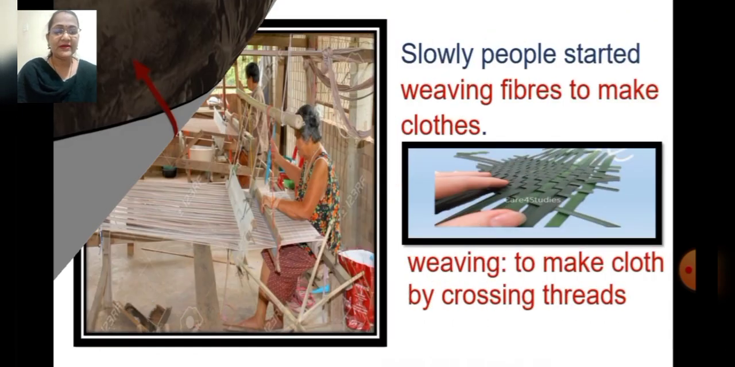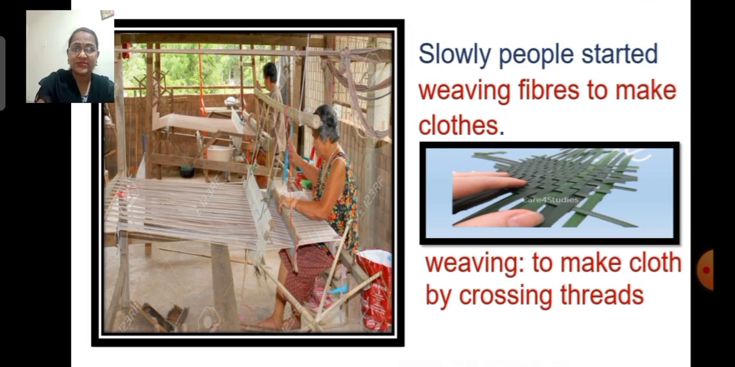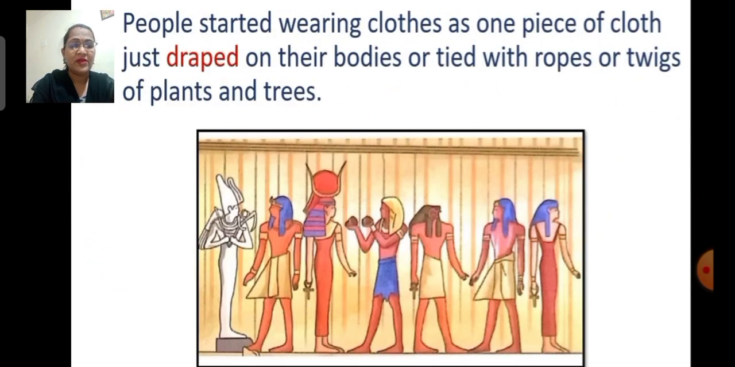As centuries passed by, people started weaving fibers to make clothes. What is weaving, students? The process of making clothes by crossing threads. So, weaving is one of the important turning points in the history of clothing materials. Because of weaving, people started wearing clothes as one piece of cloth just wrapped on their bodies or tied with the ropes or twigs of the plants or trees.